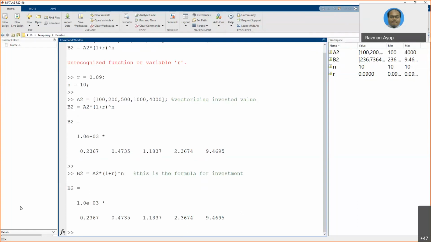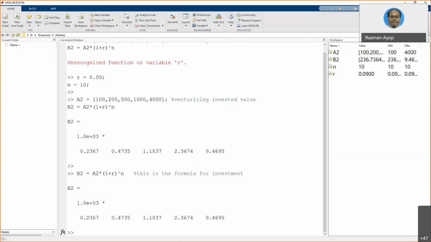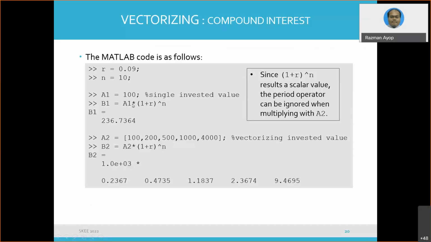So that is how you do vectorization of a formula. Basically, you have multiple data and then you just multiply it. So we move on to the next example.